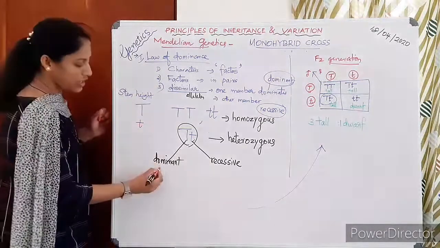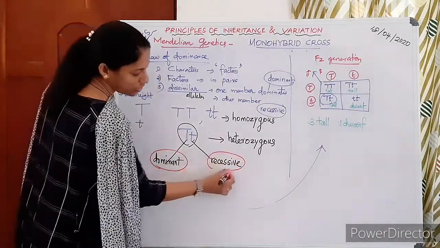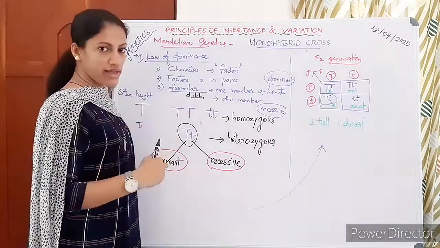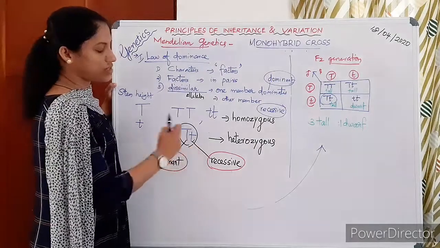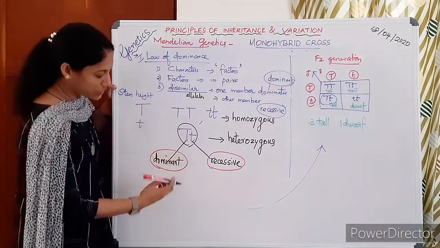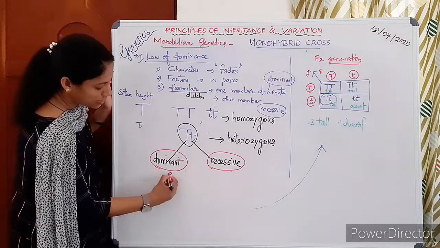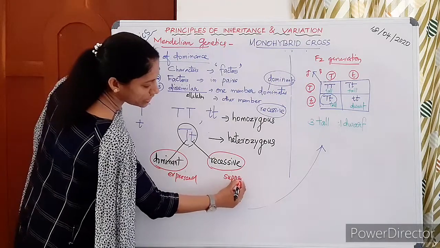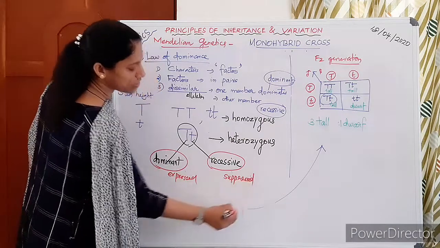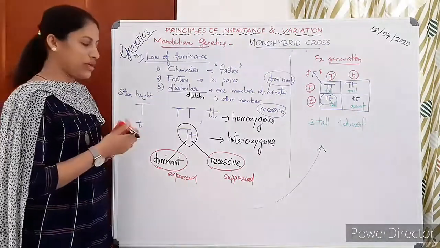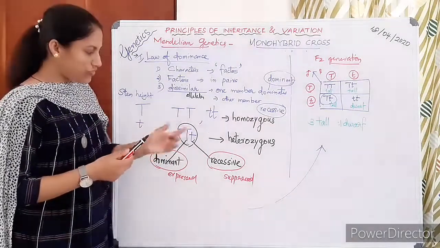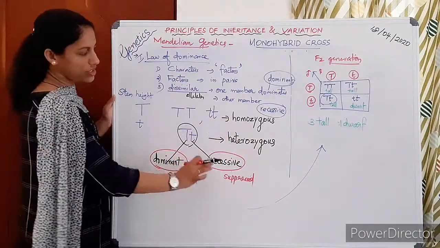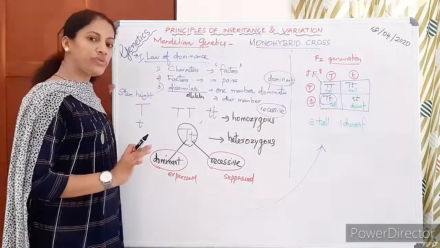So make it clear: in a pair of dissimilar factors, one allele gets expressed and the other one is suppressed. The allele which is getting expressed is called dominant. The allele which is getting suppressed in heterozygous condition is called recessive. For this, four new terms are studied: homozygous, heterozygous, dominant, recessive. Is that clear for you?